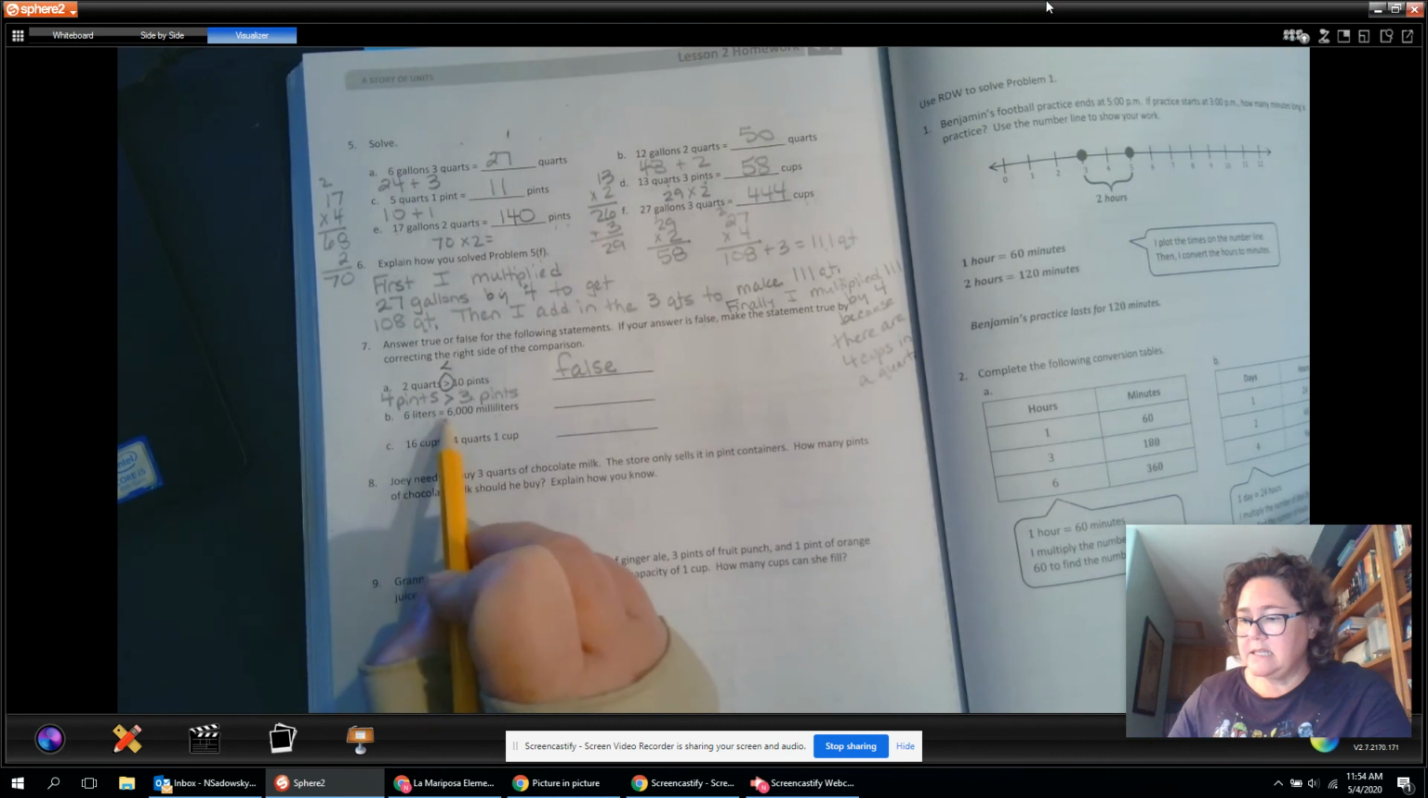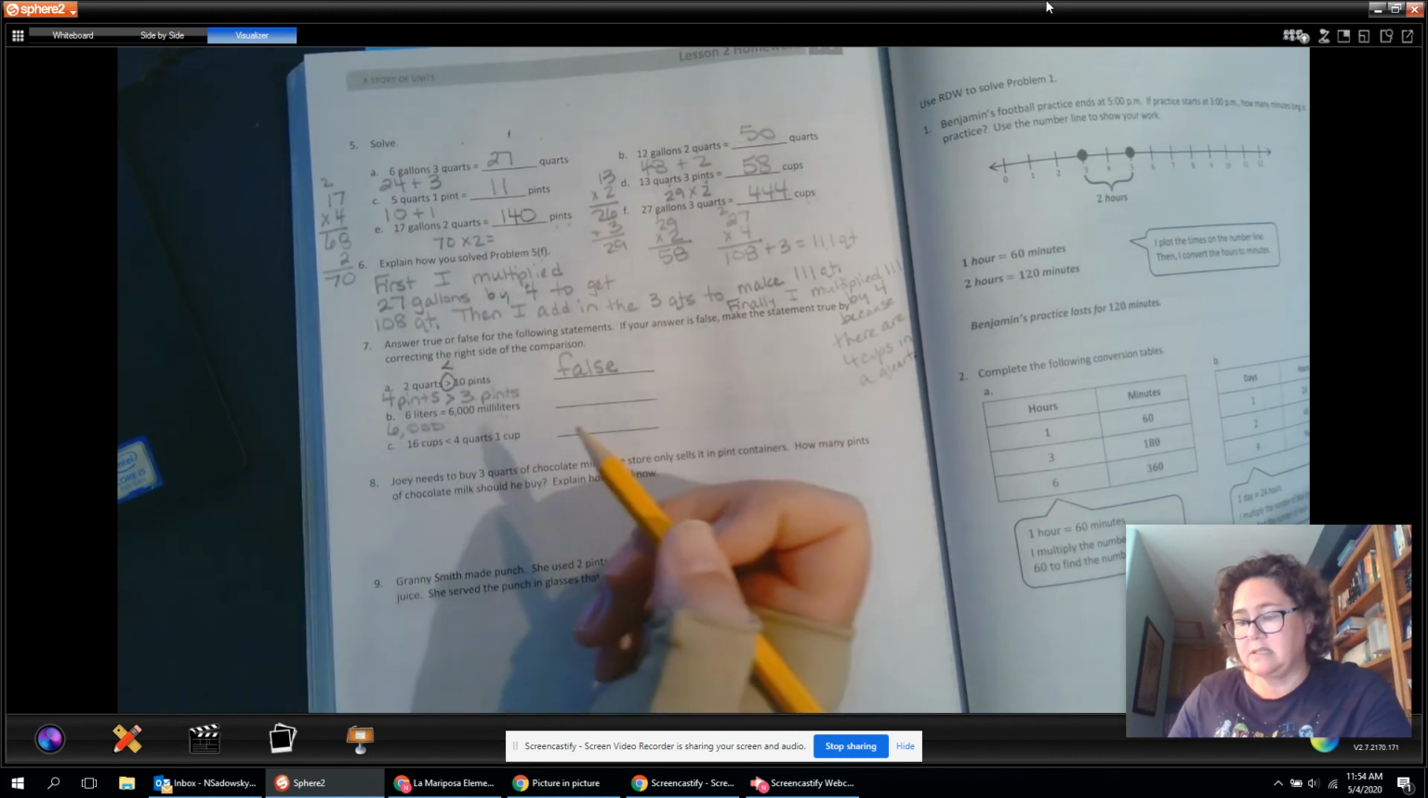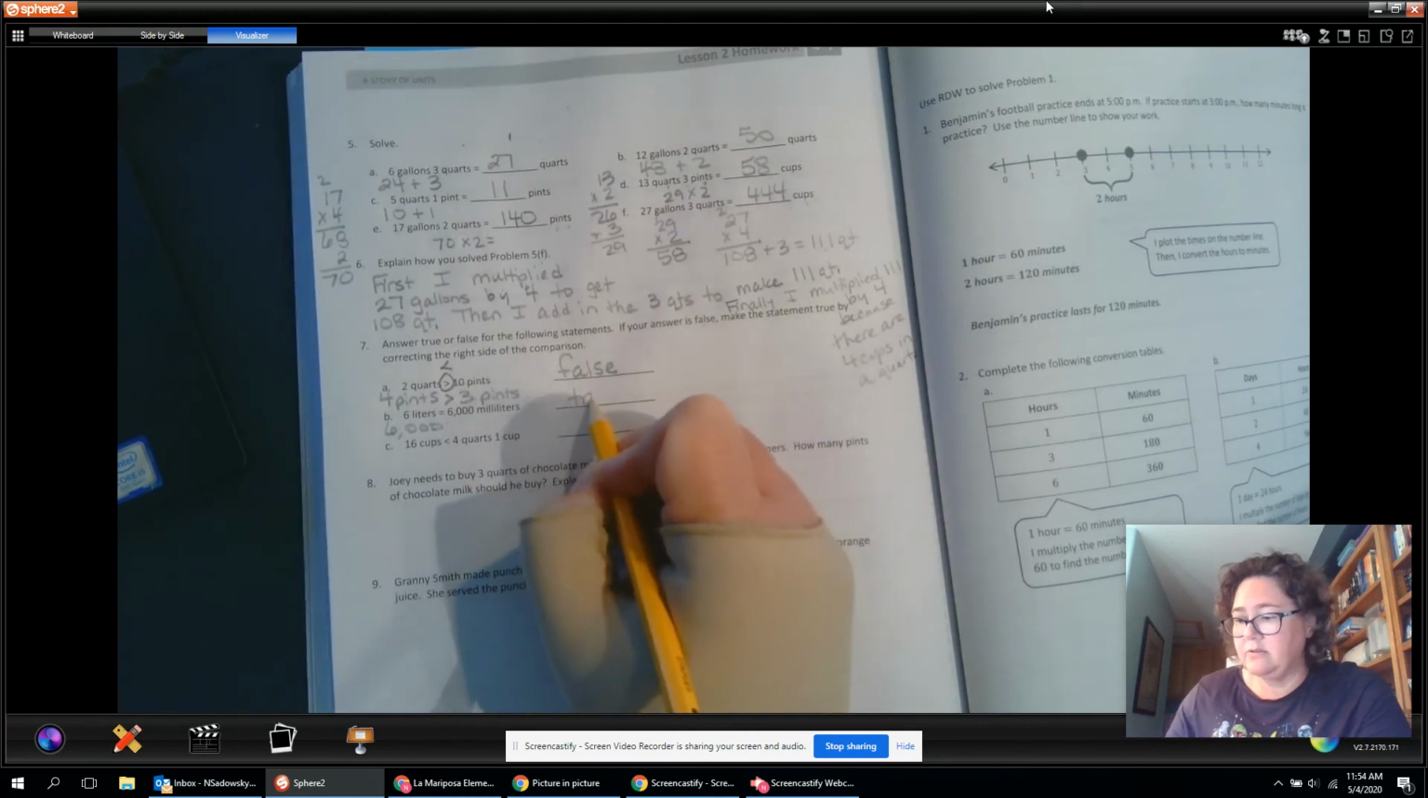Here we have 6 liters equals 6,000 milliliters. Well, the conversion is by 1,000, so that would be true.